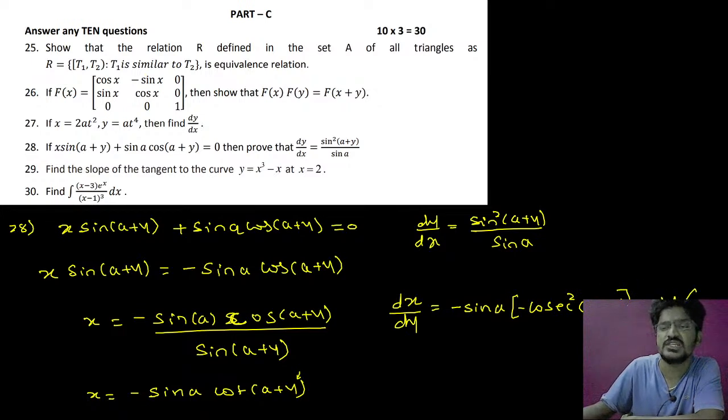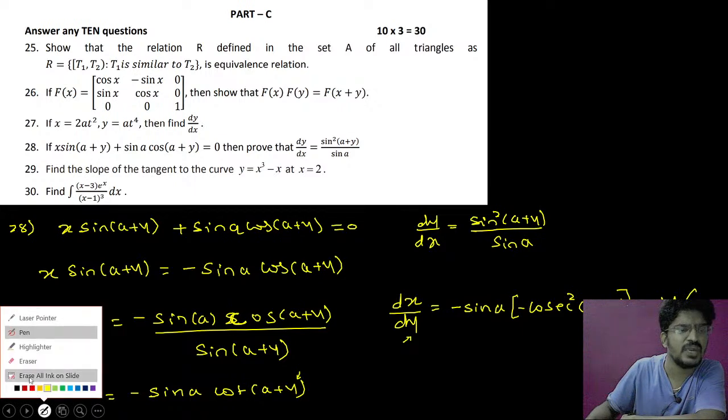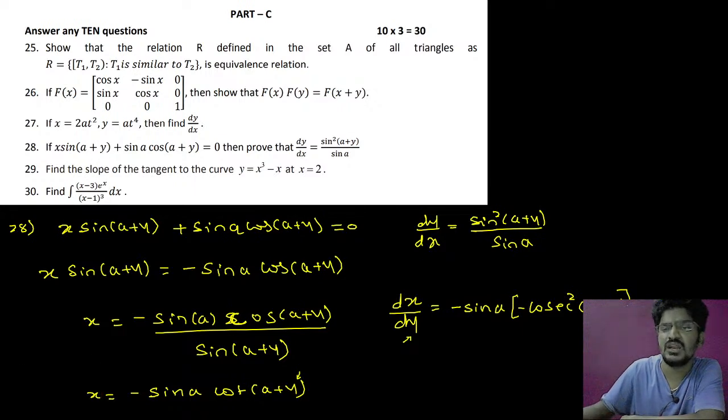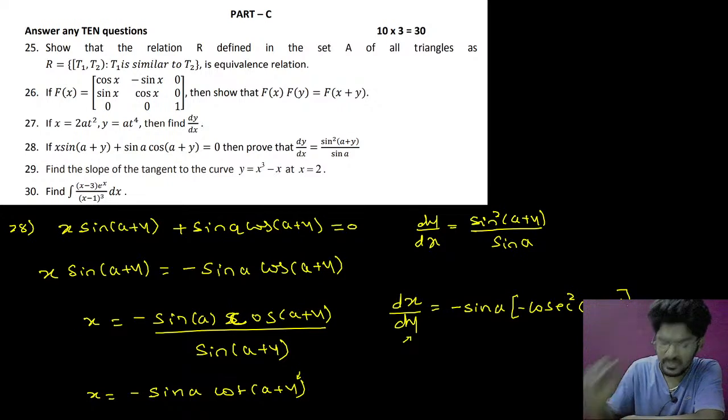Please don't write this, because we are differentiating with respect to y, not with respect to x. If you are differentiating with respect to x, then you have to write dy by dx. So please be careful. You must not write multiplied with dy by dx here. That thing you have to be very, very careful. Now see what happens.